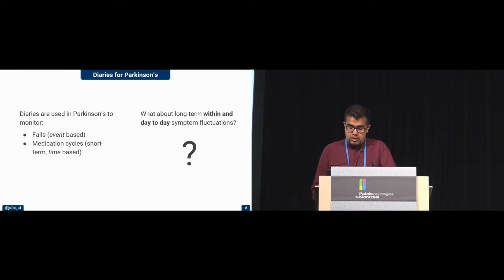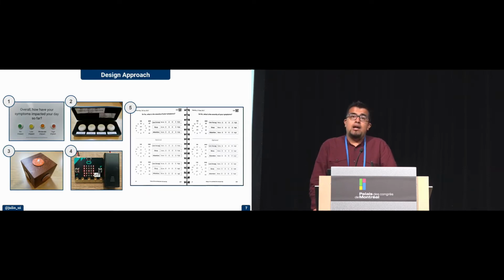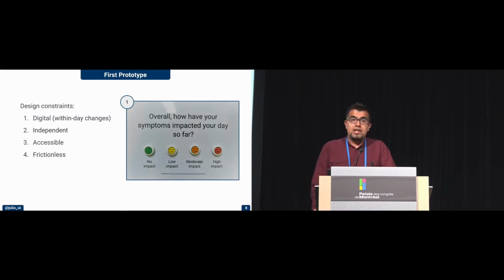So with this in mind, we went into an iterative, agile, and human-centered design approach, and we came up with 5 different prototypes for Parkinson's self-reporting. We started with this very implied constraint that we needed to use digital devices, partially because from the literature it is suggested that they're better suited for within-day changes. We wanted the device to be independent from our monitoring smartphone because we didn't want to remind people that they were being constantly tracked. We wanted it to be accessible because we were dealing with people with dexterity issues, and we wanted it to be frictionless because we didn't want self-reporting to feel like a chore.